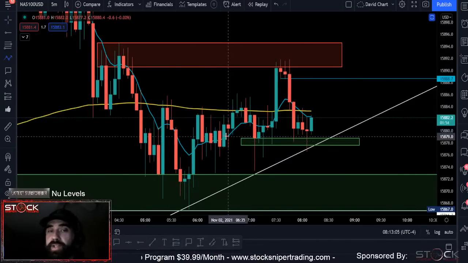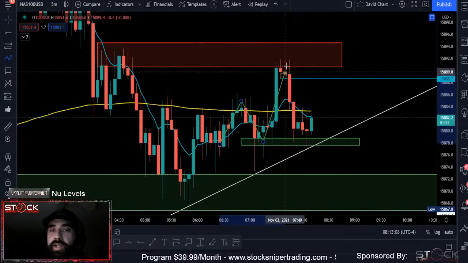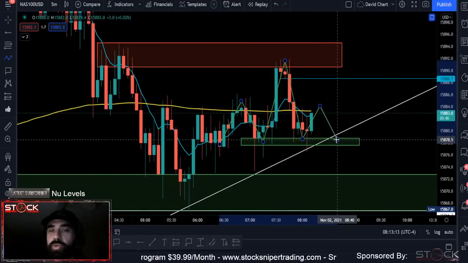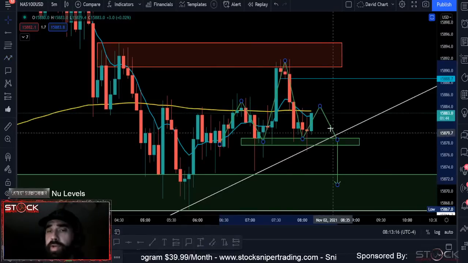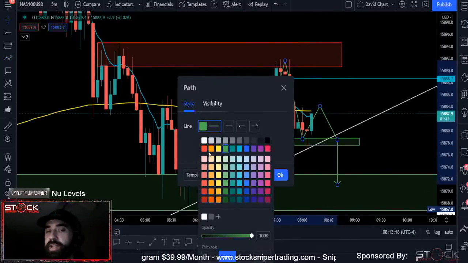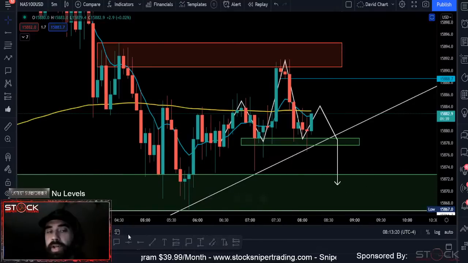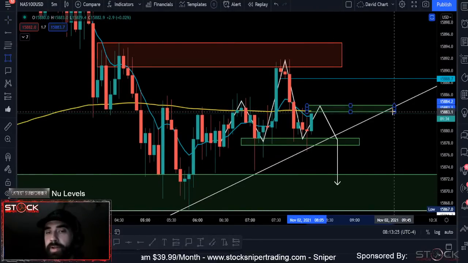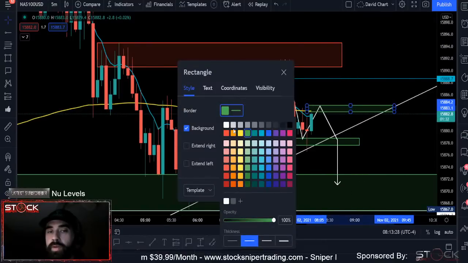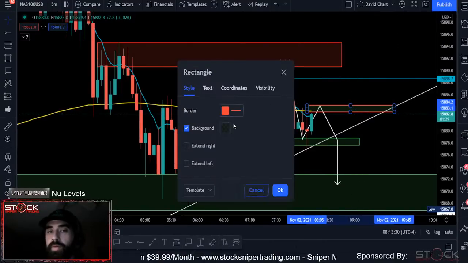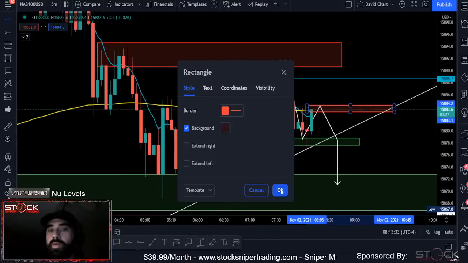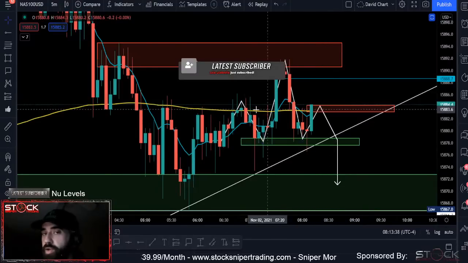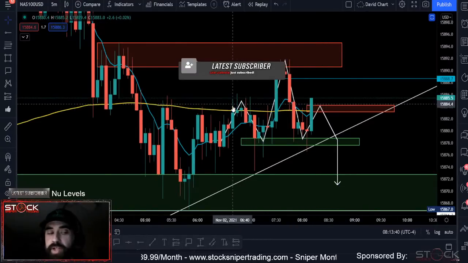So I can see potentially, I'll edit these in a second here, formation of a head and shoulder, okay? Starting to form here. If price starts to get rejected at the 200 exponential moving average, right around here, you can see there's a lot of top wick. If it starts to get rejected in this area right here, you can see it's closed before, kind of made some consolidation move.